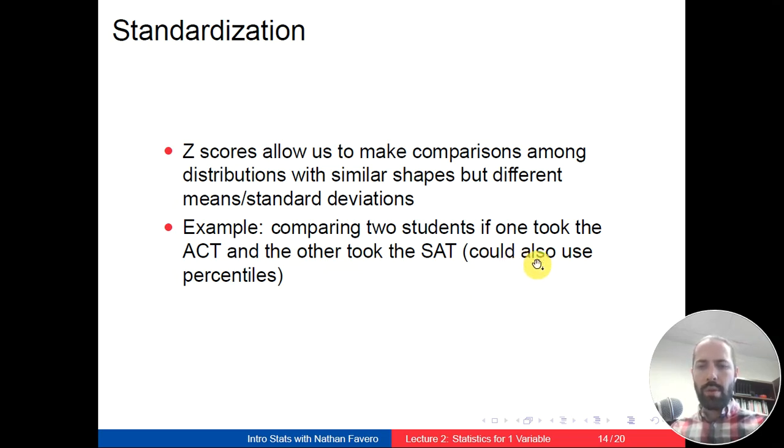I'll also just note that you could also use percentiles. This is another very common way to try to make comparisons across two different exams like this. So often, if you get your SAT or your ACT scores right on that form where it gives you your number, it's also going to tell you what percentile you got. So if student A got the 38 or the 70th percentile on their ACT and the other student got the 90th percentile on their SAT, well, we would already know student 2 probably did better because they were in a higher percentile than student 1.